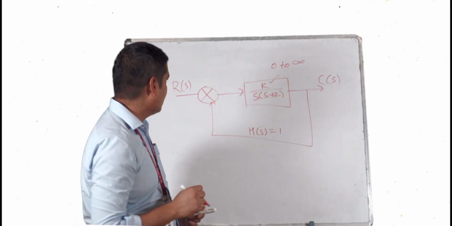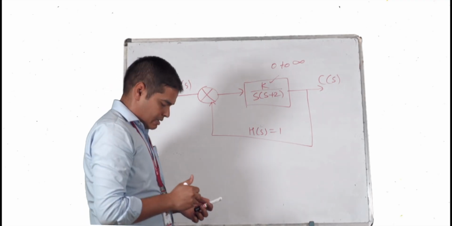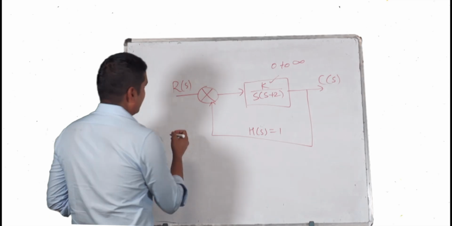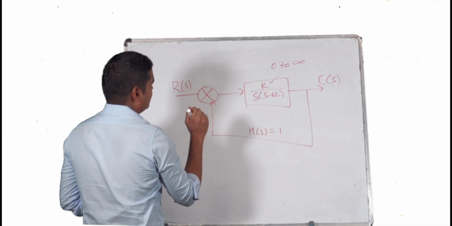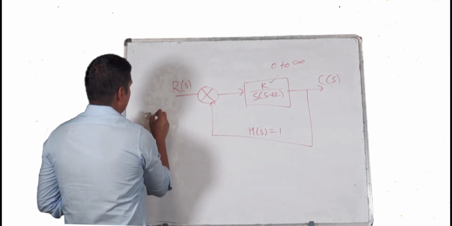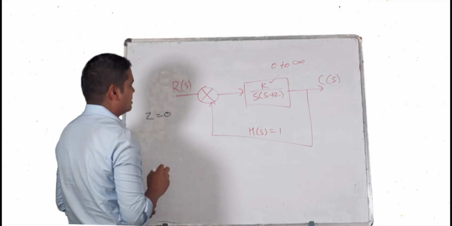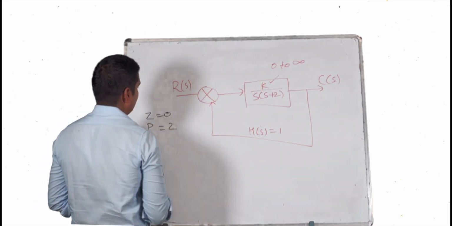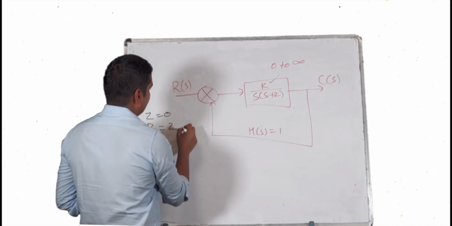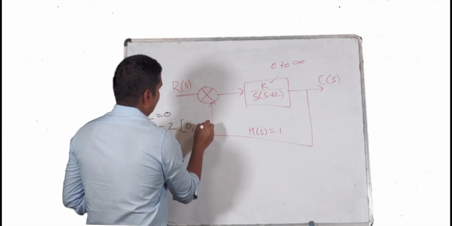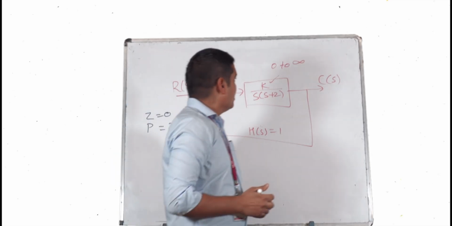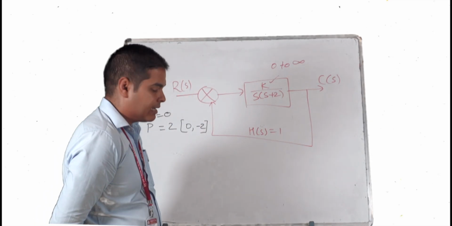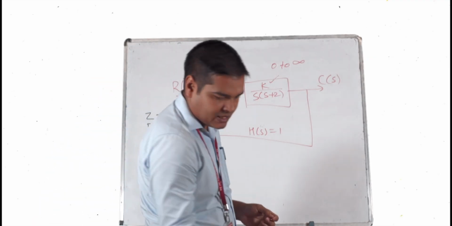First we will try to identify the open loop poles that are there in the system. The system has no zeros, number of zeros is equal to 0, and the number of poles is 2. These poles are lying at 0 and -2. With this information we can proceed with our root locus diagram.